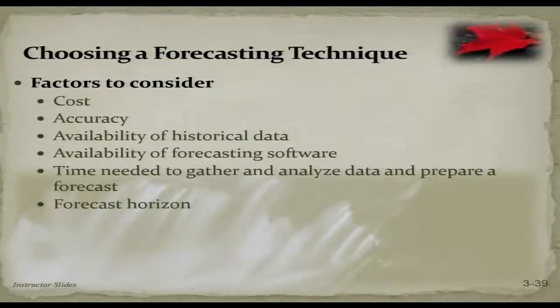Next, how to choose a forecast technique? There are so many factors we have to consider, like cost. Usually the higher the cost, the higher the accuracy, right? And if we pay a lot of money, we probably can get some software. And also we have to consider the availability of historical data, the time to get and analyze the data, and the horizon. Let's talk about those one by one. The first two, we all know about. Let's talk about the third one.